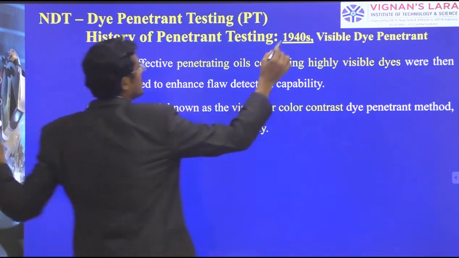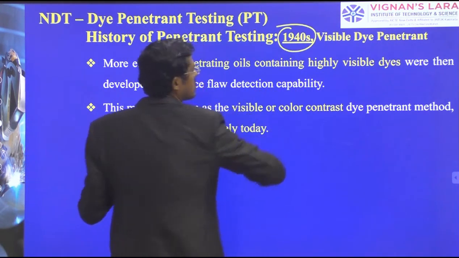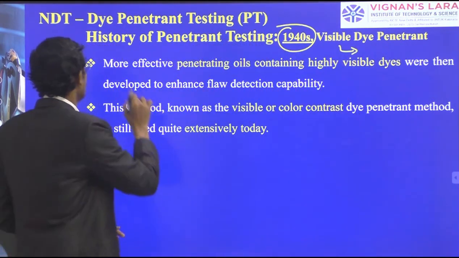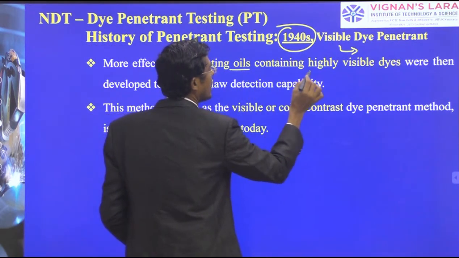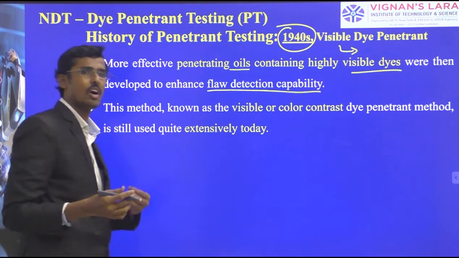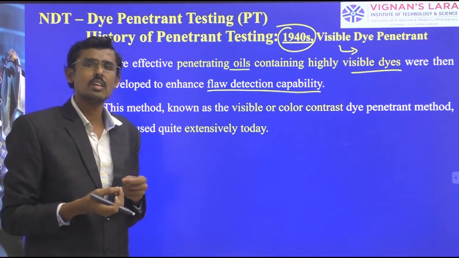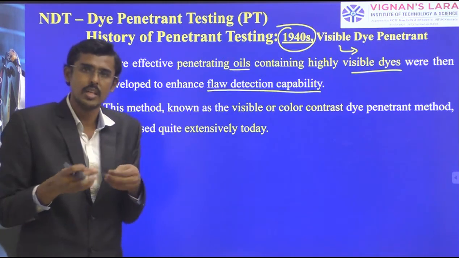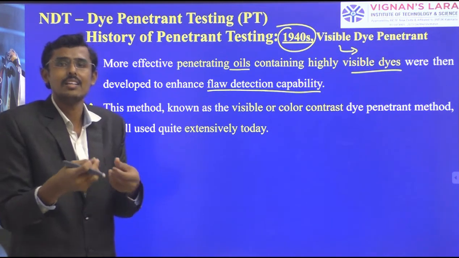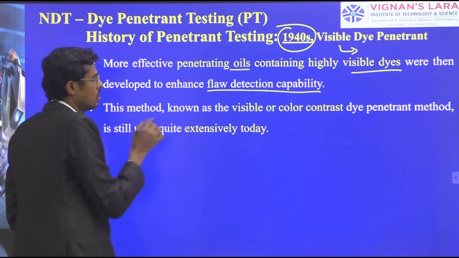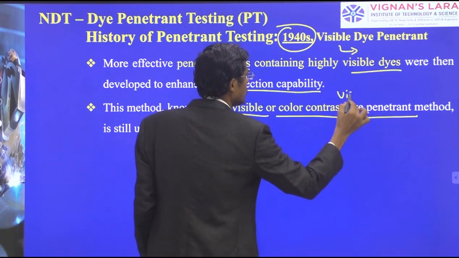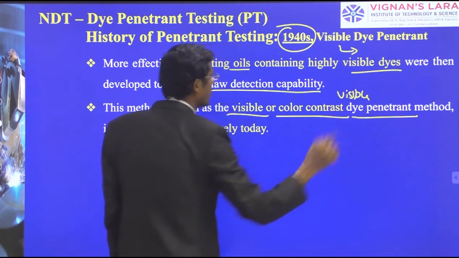Later, in the 1940s, the visible dye penetrant came, which we are using nowadays also. More effective penetrating oil containing highly visible dyes was developed to enhance flaw detection capability, even though the oil is colorless. Instead, we use visible dyes, colors like red and green, for high contrast visibility. This method is known as visible color contrast dye penetrant inspection, the visible dye penetrant method.